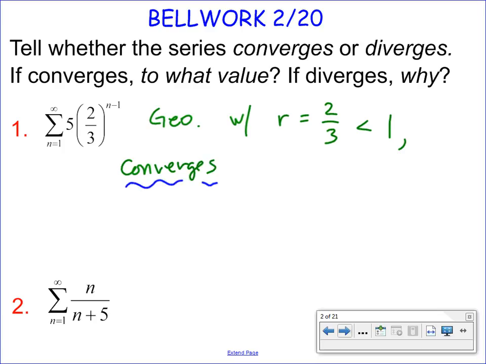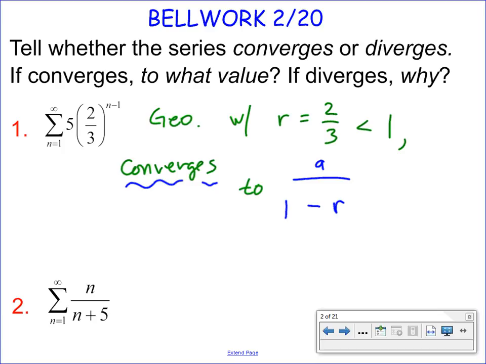Not only does it converge, we can also calculate what it converges to. All right, so not only does the series converge, but we can figure out what it converges to. Let's plug into our formula. It must converge to a over 1 minus r, where a is the value of my first term, and r is my ratio. So I need to go and figure out what my first term is.